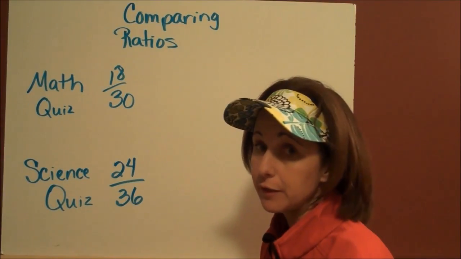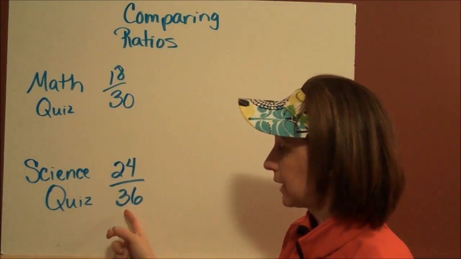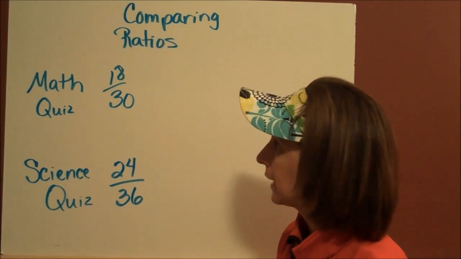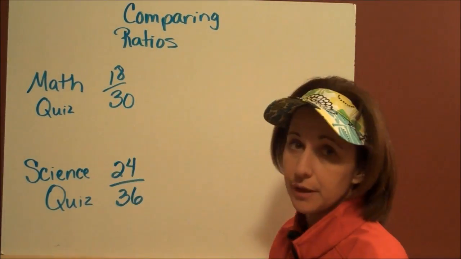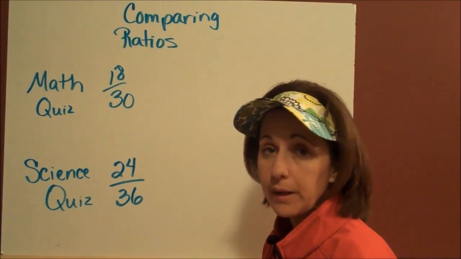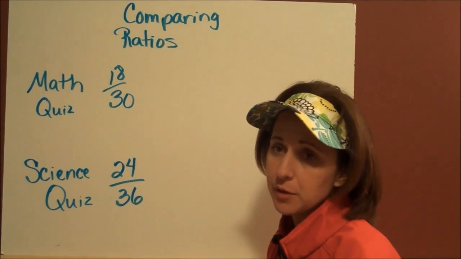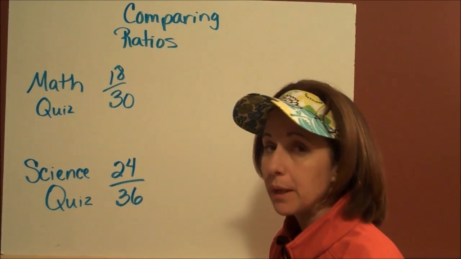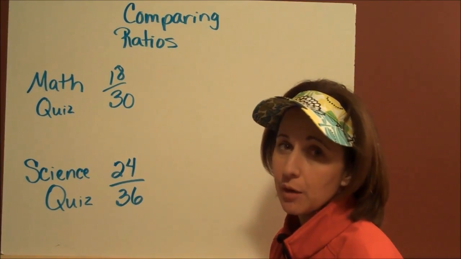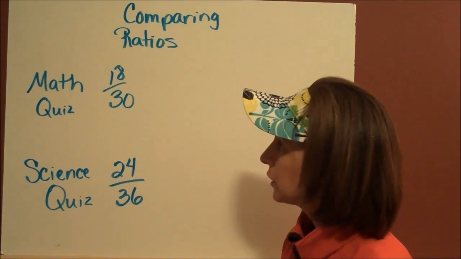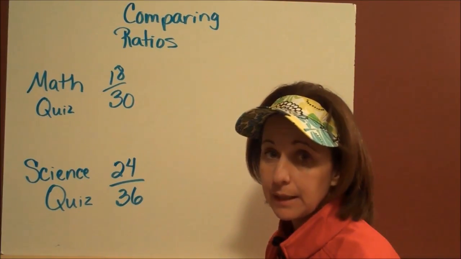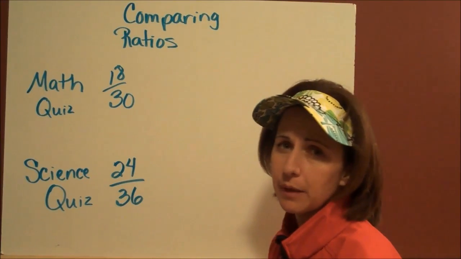Ratios are very often used as test grades, which you have called fractions. And that's not incorrect. This is 18 out of 30. Sometimes a ratio compares part to a whole. When it compares part to a whole, it is a fraction. Sometimes a ratio compares part to a part. That's when it's a ratio and not a fraction. So if I were to write at the top of your math quiz paper how many you got right and how many you got wrong, that would be a ratio.